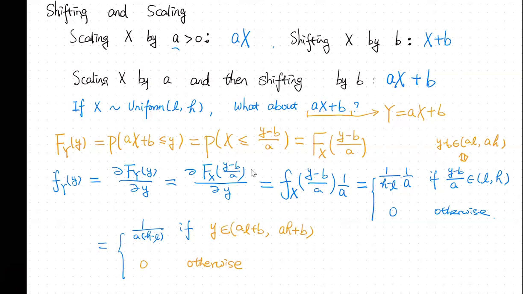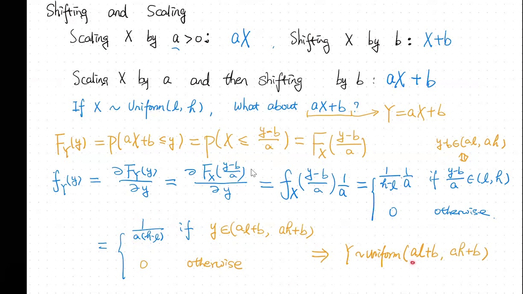As you can see, this quantity, a times (h minus L), is actually the length of this interval. And that is a constant value on the whole interval. It does not depend on y. It doesn't vary with y. So Y follows a uniform distribution. So that means Y follows a uniform distribution on the interval given by this shifted interval.